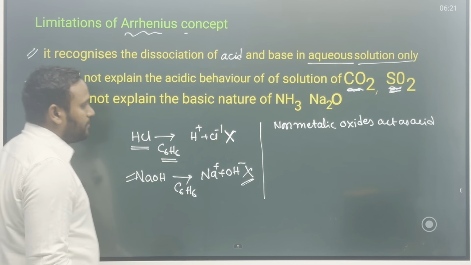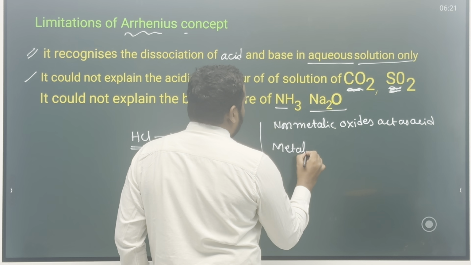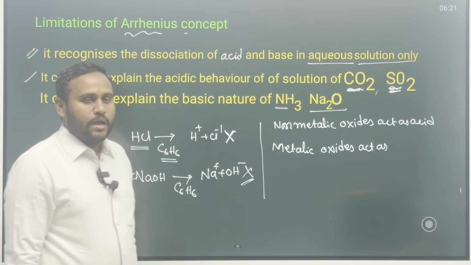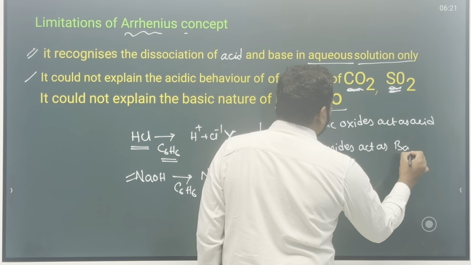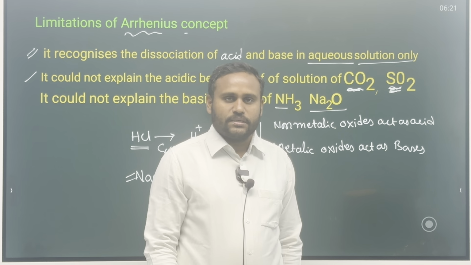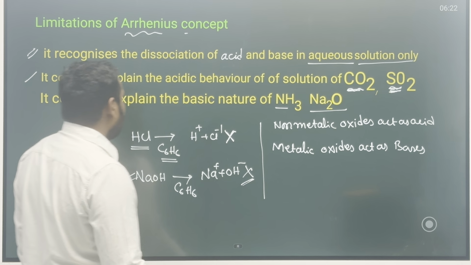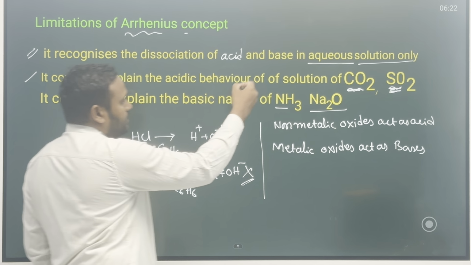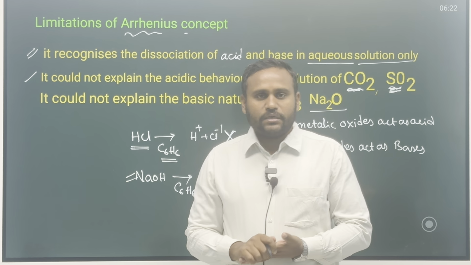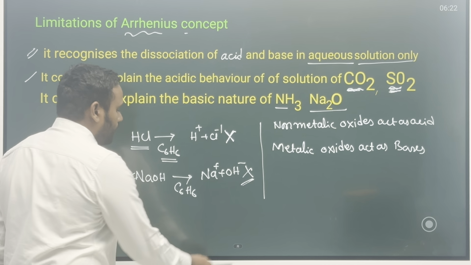And next, it could not explain the basic nature of ammonia and sodium oxide. Metallic oxides act as bases. These things we also know. Non-metallic oxides are acidic in nature, whereas some metallic oxides are basic in nature. These things are not explained by Arrhenius theory. So, the first drawback: it recognizes acidic and basic nature in aqueous solution only, means water is compulsory. It does not explain the acidic nature of non-metallic oxides or the basic nature of metallic oxides. So, these are the drawbacks of Arrhenius theory.